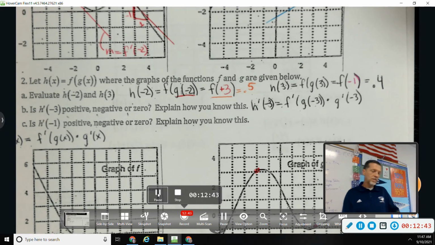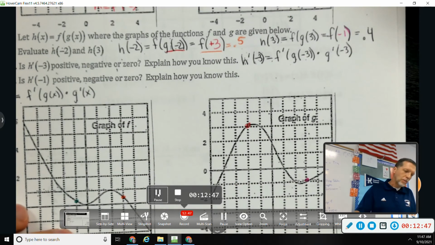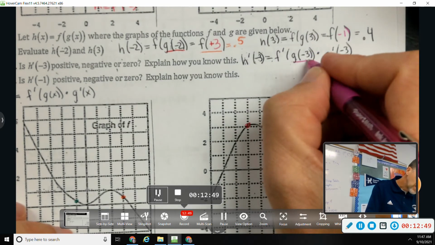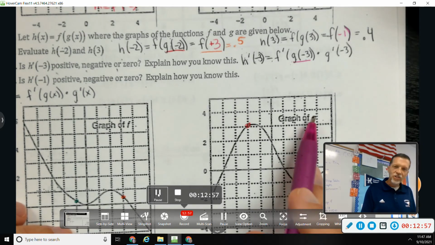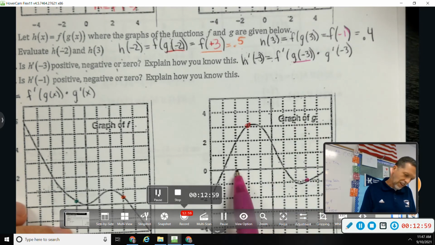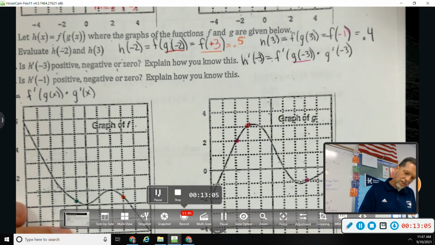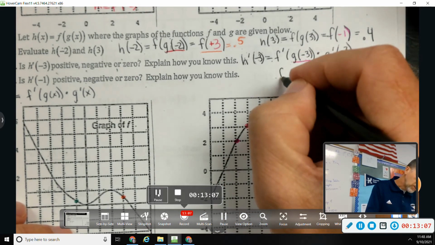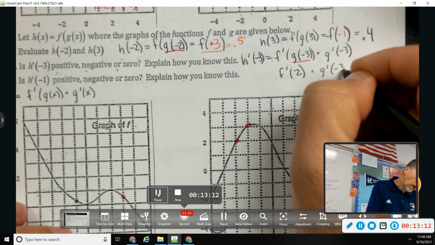So carefully, I've already made one mistake. So g of negative 3 is negative 1. Wait. G, when x is negative 3, is 2. So I'll need f prime of 2 times g prime of negative 3.